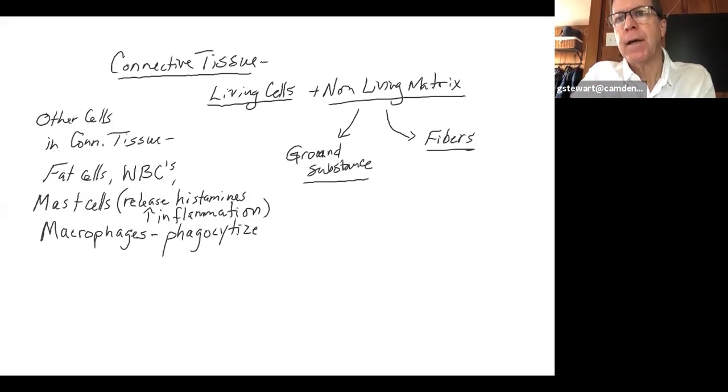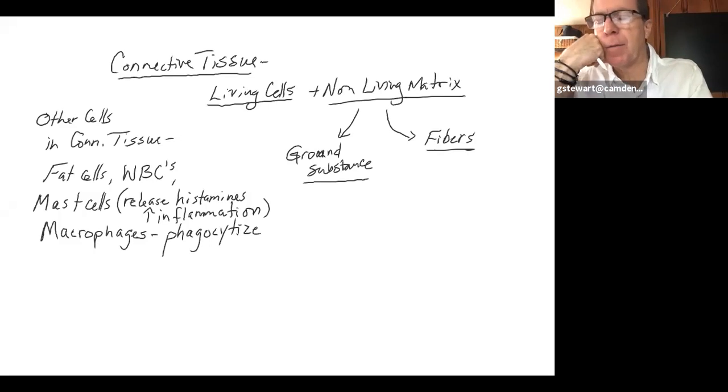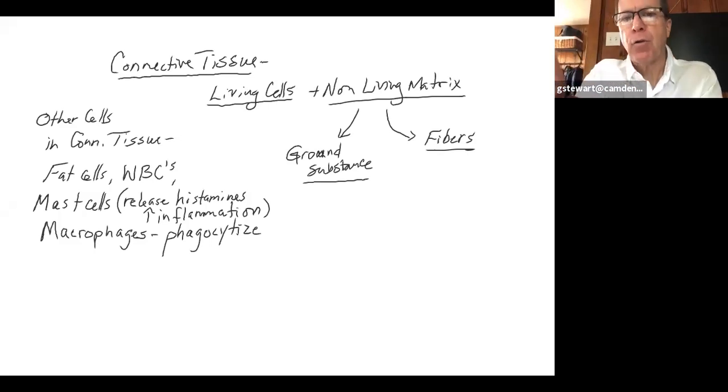They phagocytize other cells. That means to engulf or eat. So for example, if a foreign microorganism gets into your body somehow, macrophages in your body go after that thing, whatever it is, and try to destroy it. They try to engulf it and destroy it. So these are just other cells that we find in connective tissue: fat cells, white blood cells, mast cells, and macrophages.